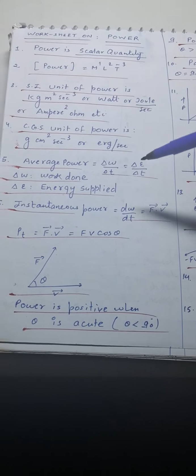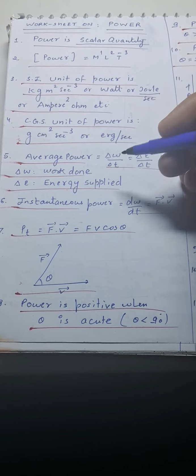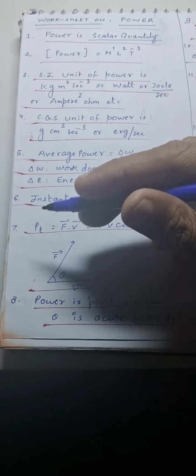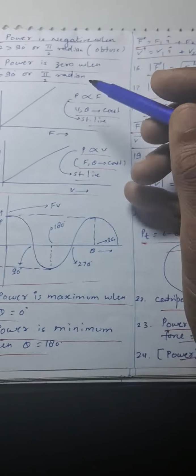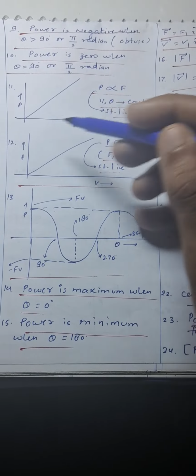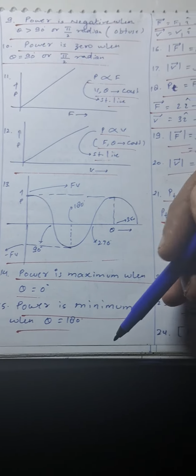Then there is another worksheet on power: scalar quantity, dimension, SI unit, CGS unit, average power, instantaneous power, power as a function of force and velocity and angle, positive power, negative power, zero power, graphs of power and force, power versus velocity, power versus theta, maximum, minimum.